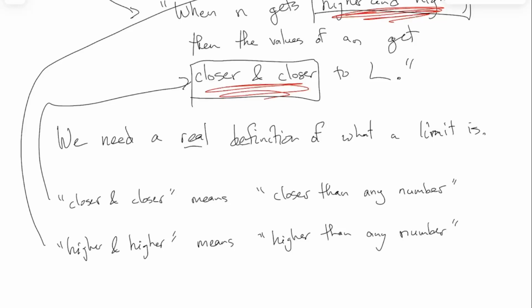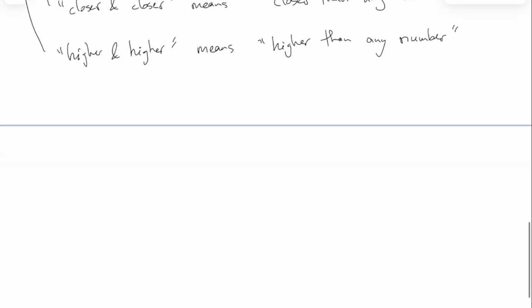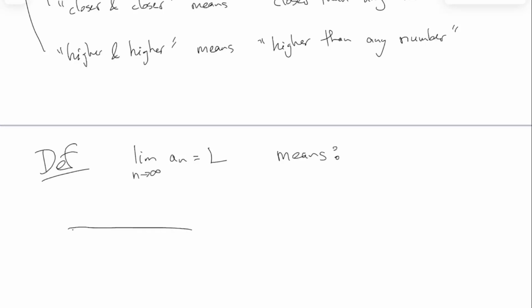So let me try and write the definition as it is understood in modern times. So here is a definition. The definition is: lim n goes to infinity of a_n equals L means, and this is the definition of what the limit means, something about when the n gets higher and higher, the a_n gets closer and closer to L. This might be a little hard to copy down. Sorry, I'm going to insert something at the beginning, so leave a little space at the beginning.